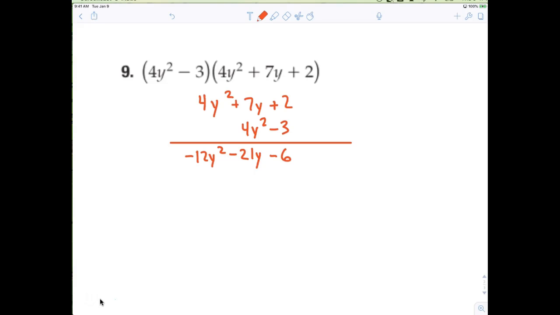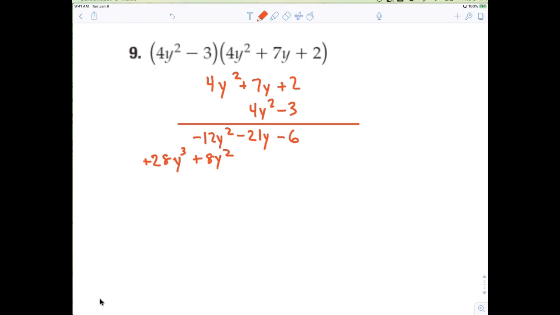Does everybody agree with that? All right, now you have to be careful. 4y squared times 2 is what? 8y squared. Where do you think we put that? Under the squares. That's exactly correct. So this would be a positive 8y squared. And then it would be a what? Positive 28y cubed. And then a what? 16y to the fourth. Are we okay with that?